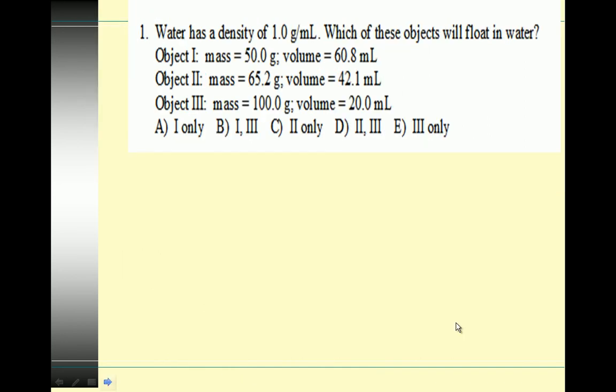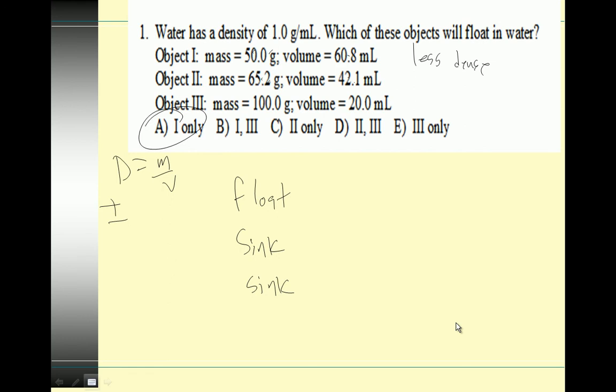What is density 1 gram per milliliter, which is objects will float in water? Only ones that are less dense. Okay? So remember, density is mass over volume. So for object 1, it's going to be 50 over 60. That's going to float. The reason why it's going to float is because 50 is less than 60. Right? Mass 65, volume of that, 65 over 42 is bigger than 1, sink. Object 3, 100 is bigger than 20, sink. Which objects will float? Only number 1. And we're floating on down the road.